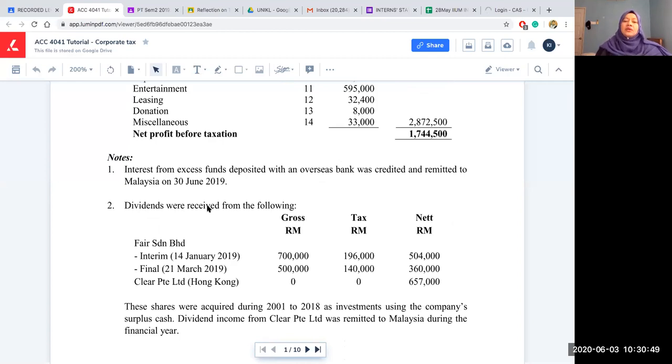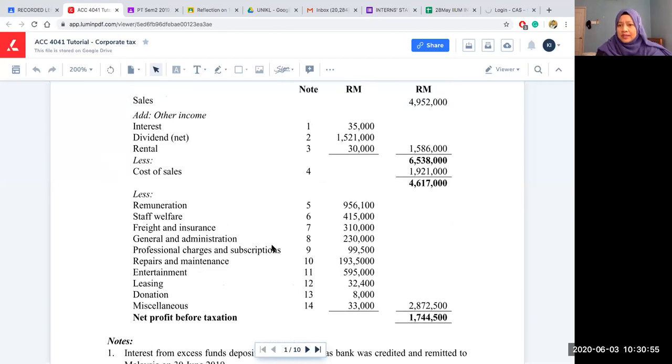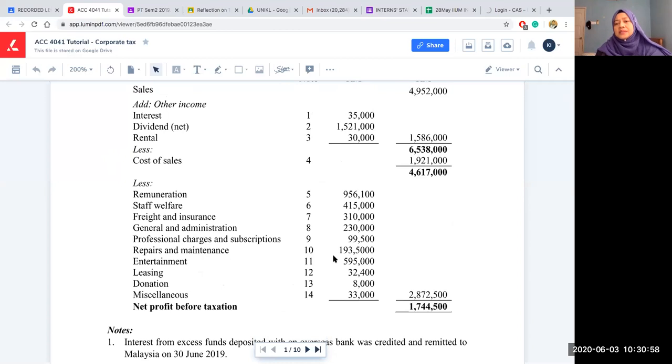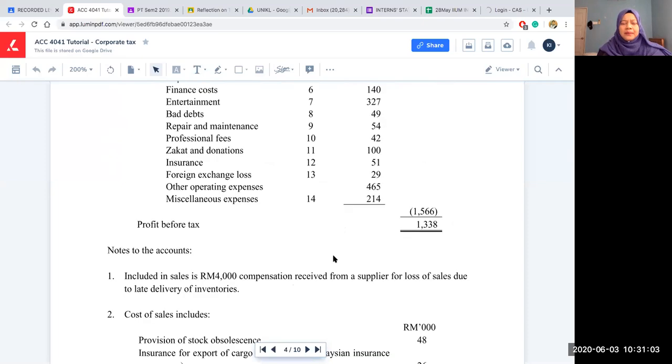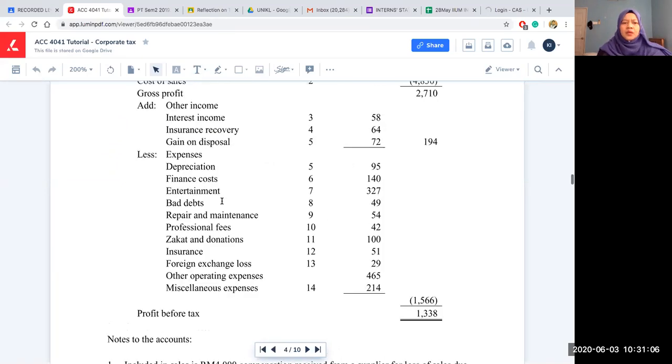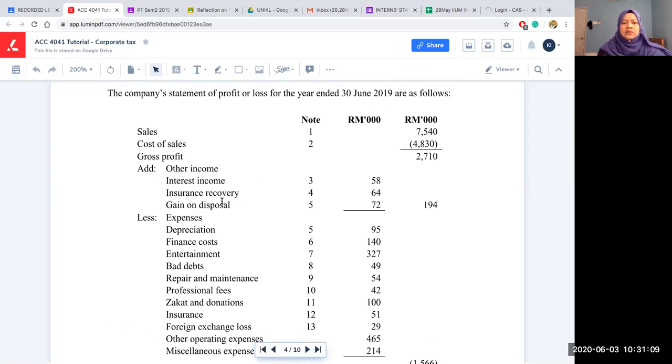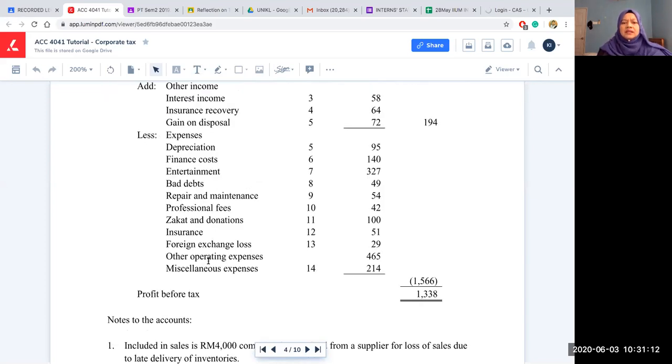And then you look at the items. In this case, every item here, you have notes to the account. But in other questions, you will see that there may not be any notes to the account on the item. For example, here, question number two, for other operating expenses, there are no notes to the account. When there are no notes to the account, actually there are two options. Number one is that, of course, you have to call the client and say, I want the details of these other operating expenses of 465,000. I want the breakdown of all these expenses.